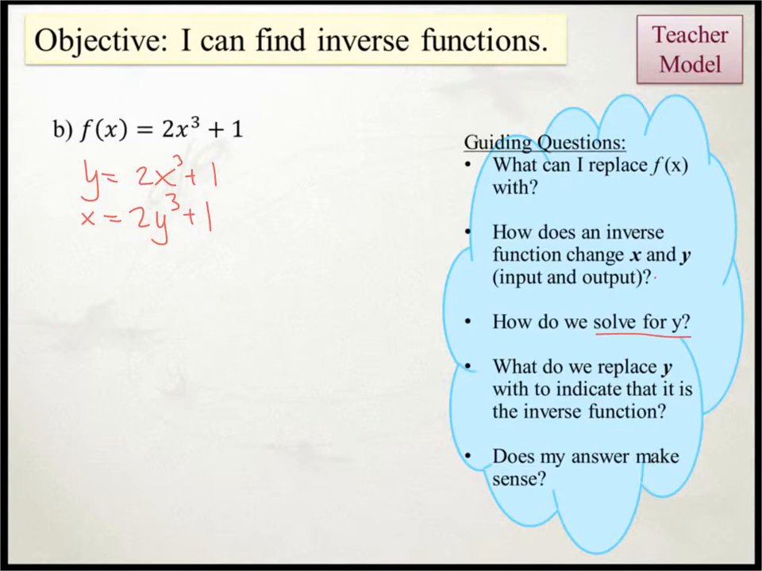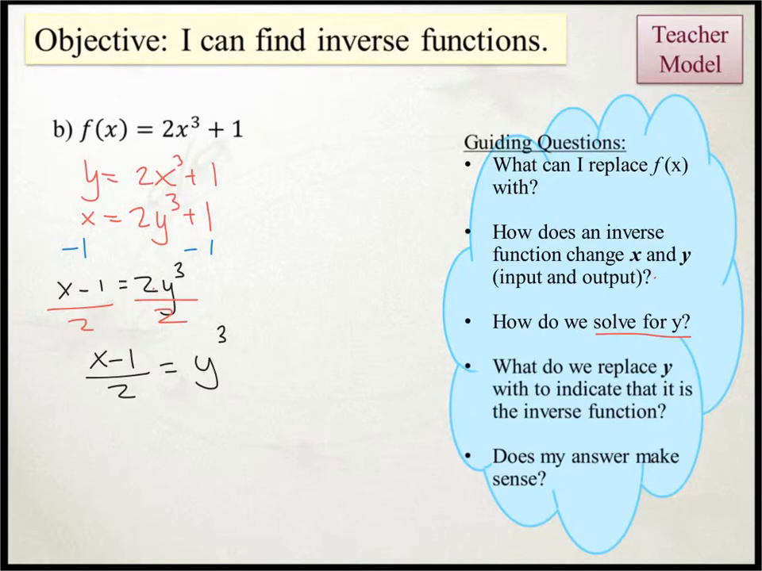We solve for y by doing the opposite of whatever's being done to the y. So I'm going to minus 1 from both sides. That results in x minus 1 equals 2y to the third power. Now look at what's being done to the y. It's being multiplied by 2, so I'm going to divide by 2. That gives me x minus 1 over 2 equals y cubed.